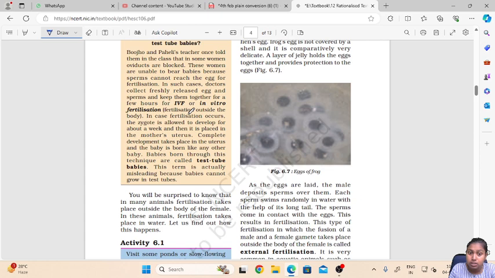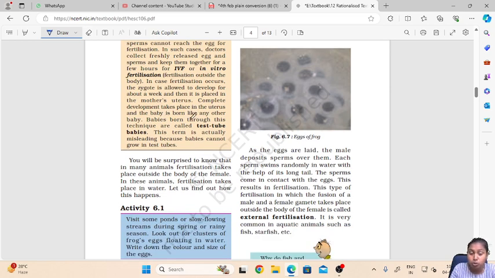In case fertilization occurs, the zygote is allowed to develop for about a week. Once the zygote has developed, it is placed in the mother's uterus where complete development of the baby takes place. And babies born through these techniques are called test tube babies.